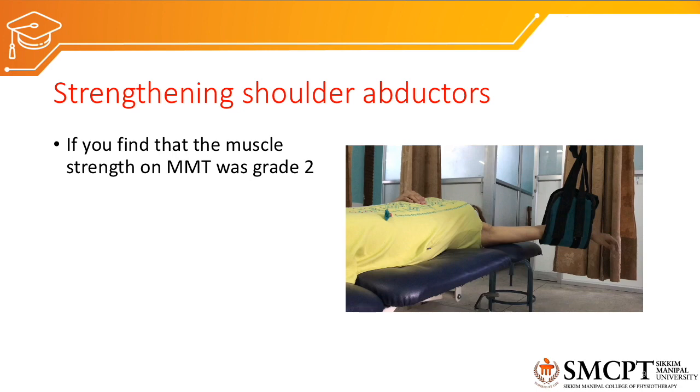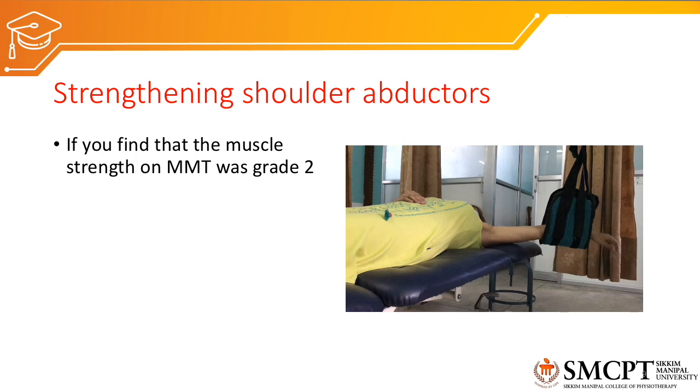That is, we'll ask the patient to perform abduction against gravity, but it will be assisted by the therapist. And after that, again, if the patient finds it comfortable to perform abduction with assistance of the therapist, then we will ask the patient to perform free active exercises. That is without any assistance and without any resistance for 10 repetitions and 3 sets.